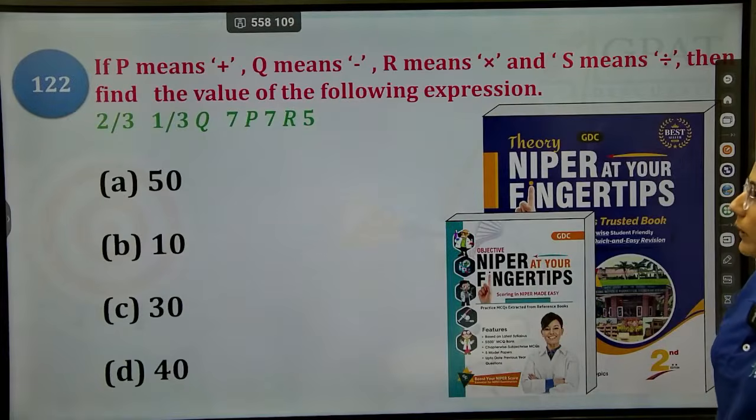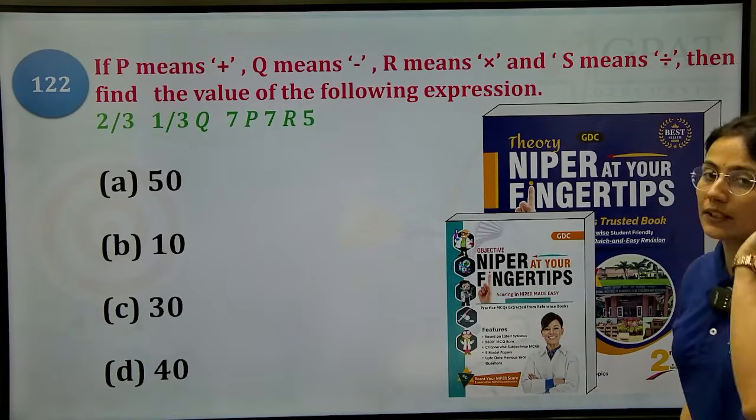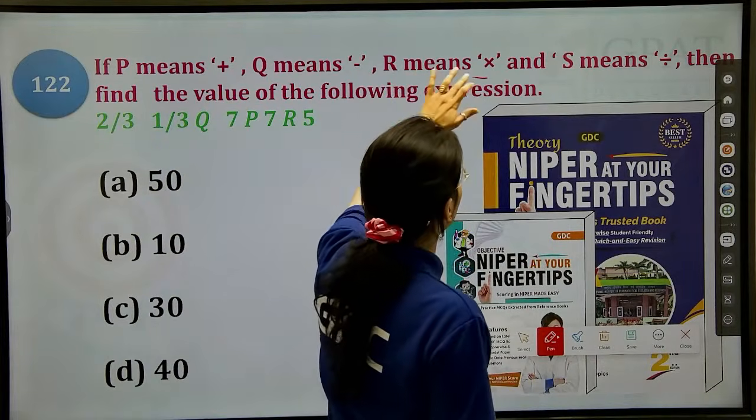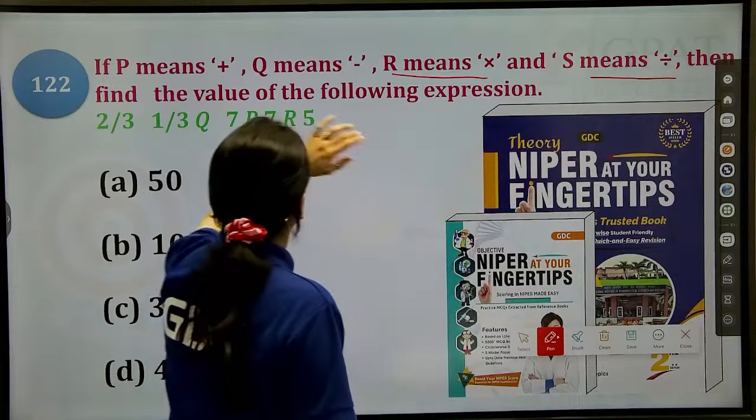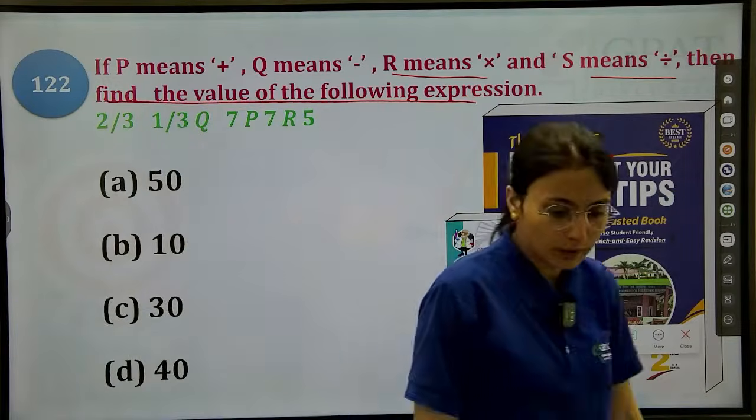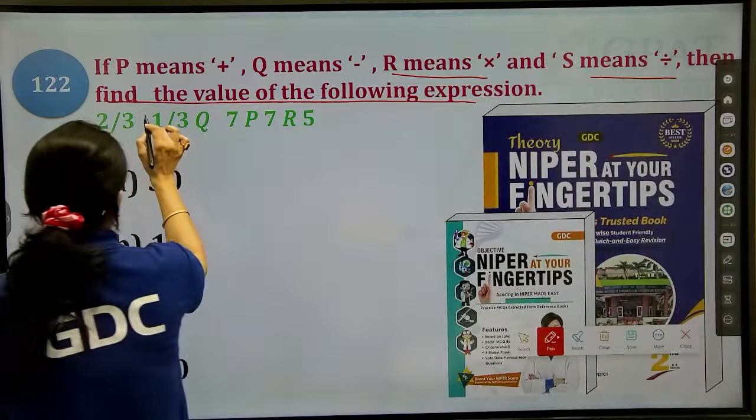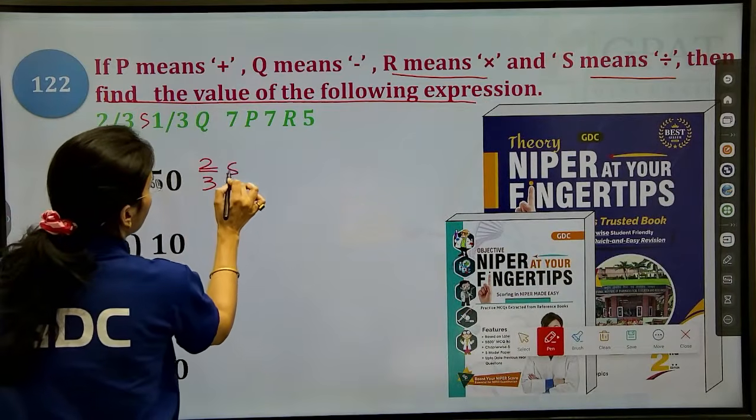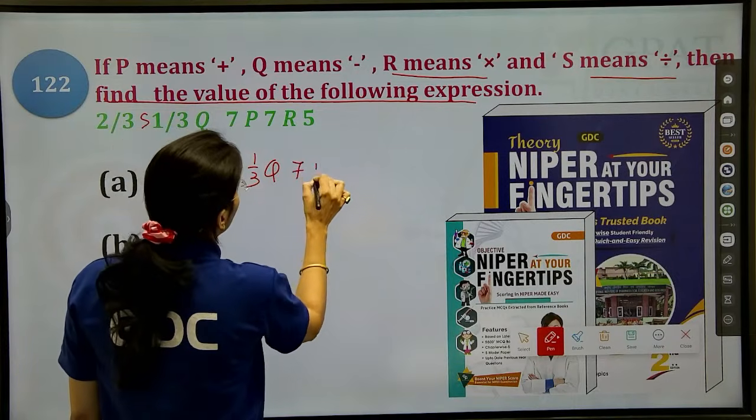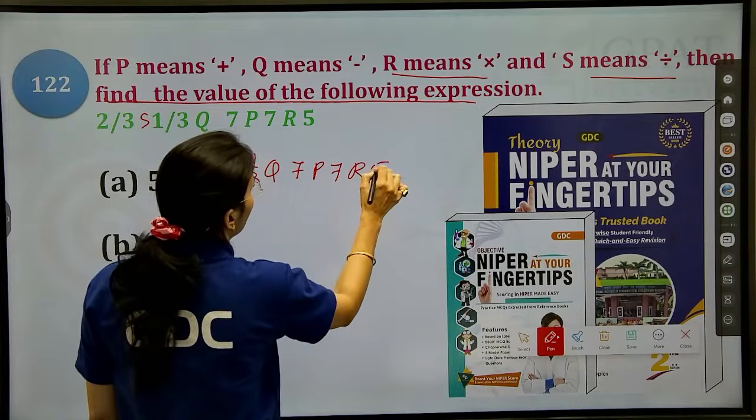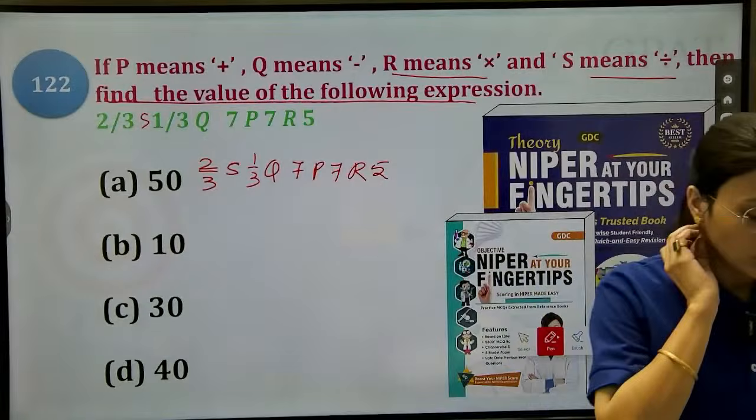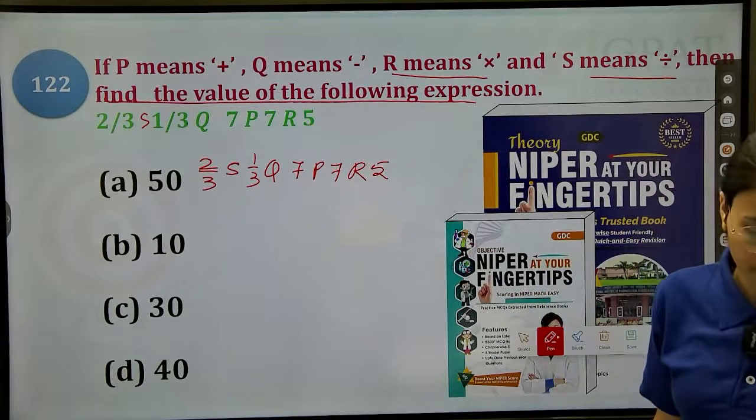Now question number 122. If P means plus, Q means minus, R means multiply, S means divide, then find the value of the following expression: 2 by 3 S 1 by 3 Q 7 P 7 R 5. Now you have to replace the alphabets with the arithmetic signs. You will get your answer. So what is the answer?